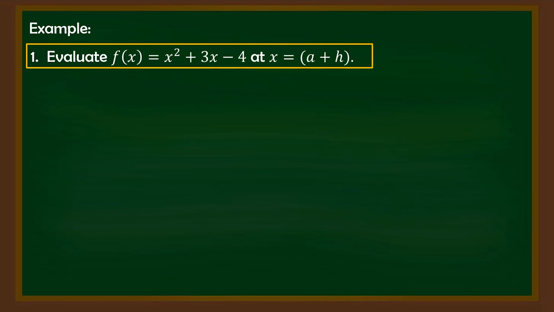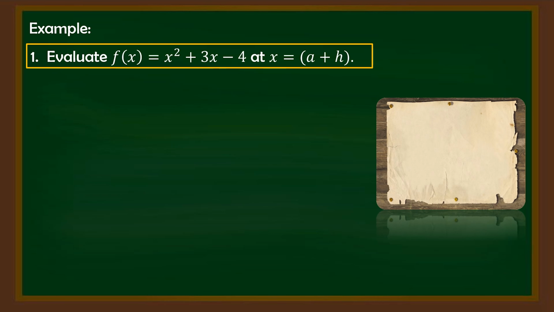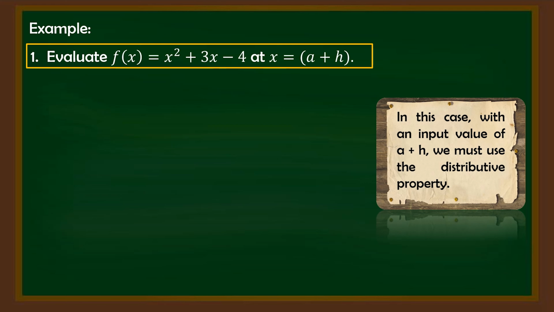What about if we have a different case? Let's take a look at this example. Evaluate f of x is equal to x squared plus 3x minus 4 at x is equal to a plus h. In this case, with an input value of a plus h, we must use the distributive property.